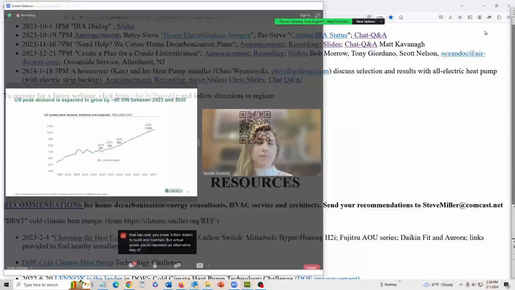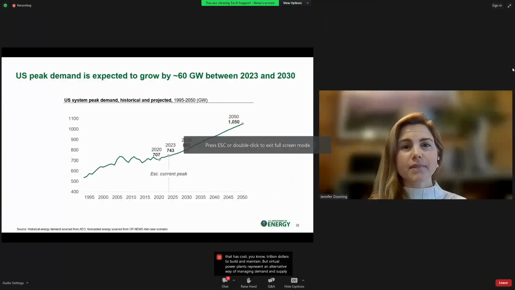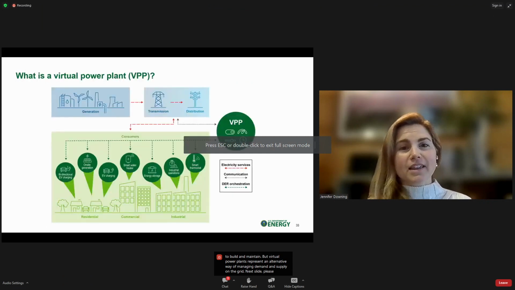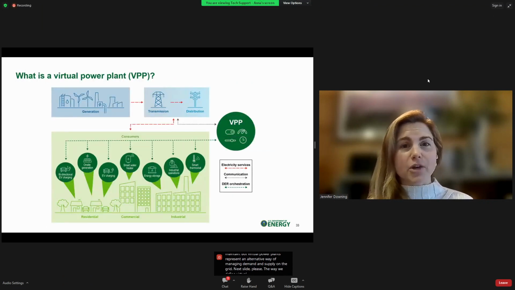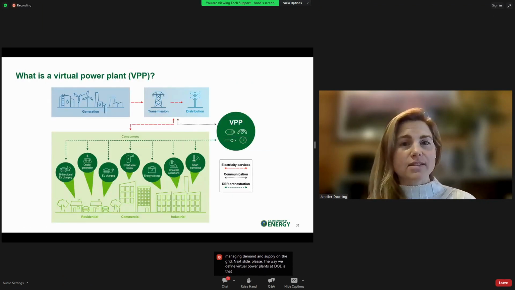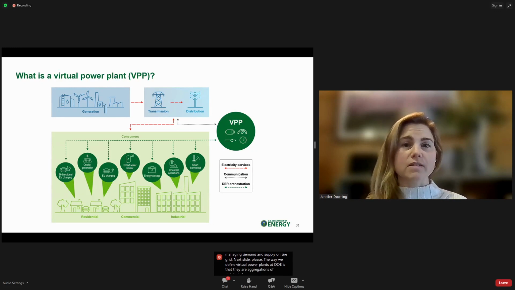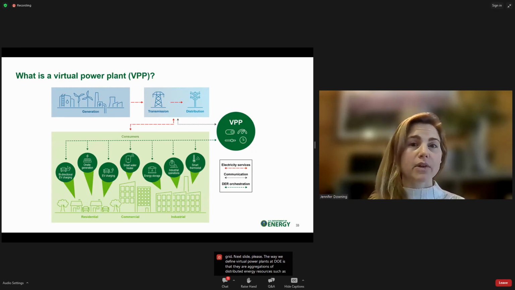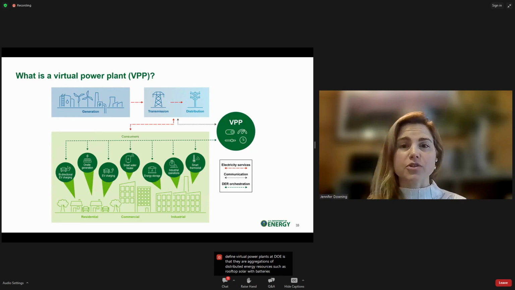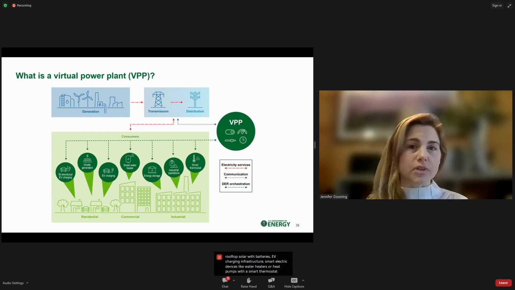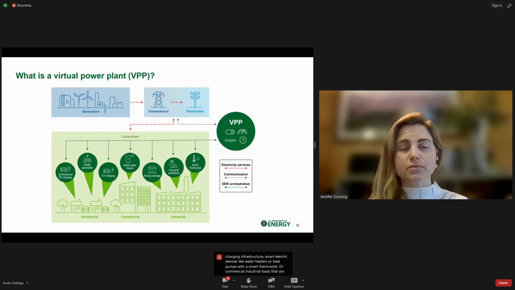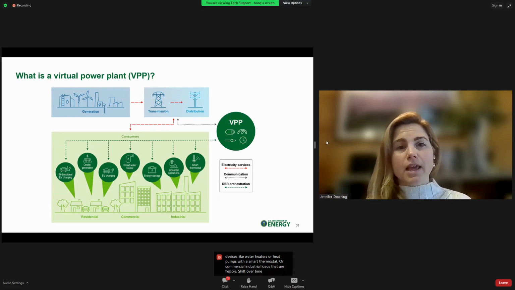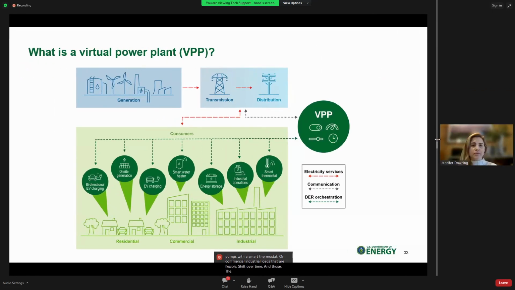way of managing demand and supply on the grid. Next slide, please. The way we define virtual power plants at DOE is that they are aggregations of distributed energy resources such as rooftop solar with batteries, EV charging infrastructure, smart electric devices like water heaters or heat pumps with a smart thermostat, or commercial industrial loads that are flexible, shift over time. And those VPPs can provide a variety of different grid services.